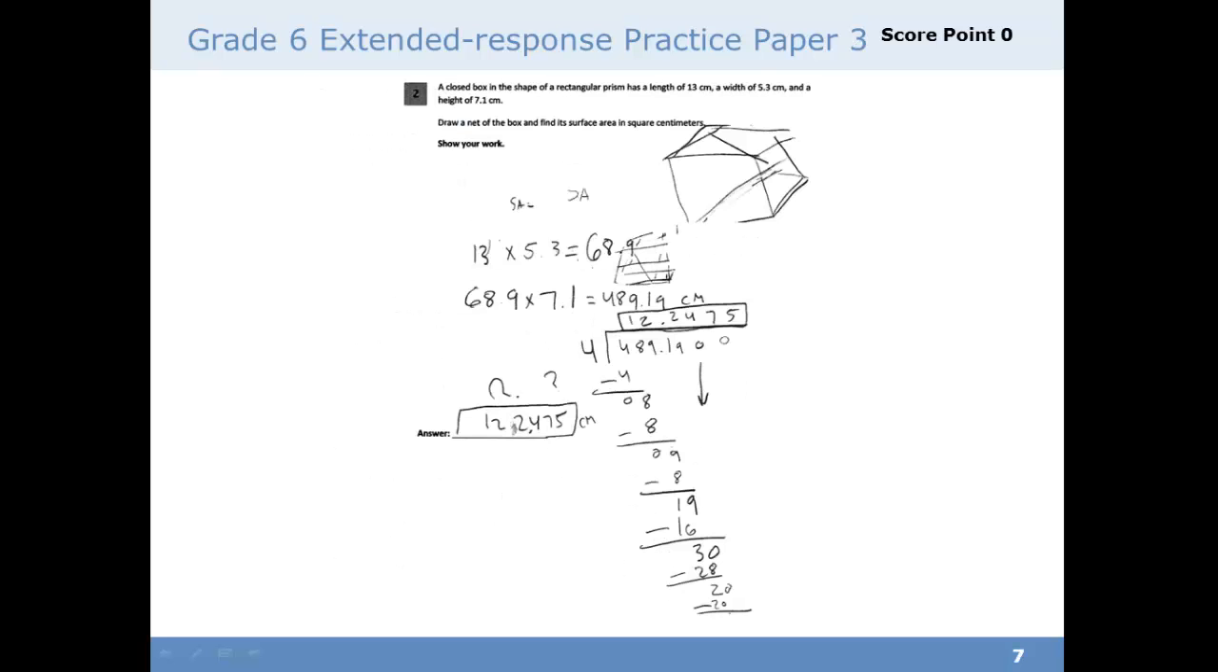Practice paper 3 receives the score point of 0. This response is irrelevant. No net is shown, and the volume is calculated and then divided by 4. The surface area is not determined.